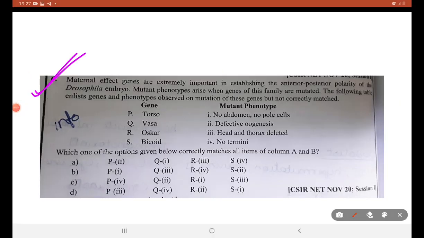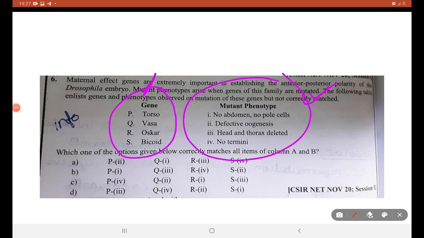And the question, match the following. We have genes and we have a mutant type. If these genes are mutated, what will be the resultant? Torso is mutated, there will be no termini. If bicoid is mutated, head and thorax will be deleted. So S corresponds to 3. Vasa is related to defective oogenesis. Oskar is related to no abdomen and no poles. So P4, Q2, R1. C is the right answer.